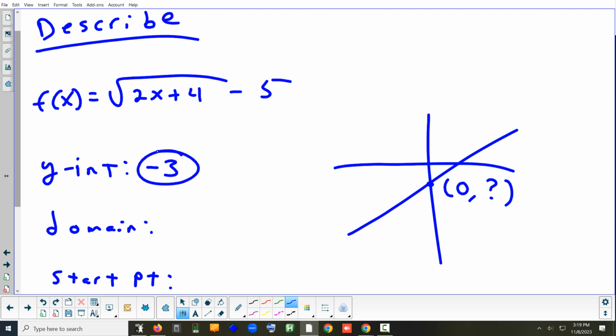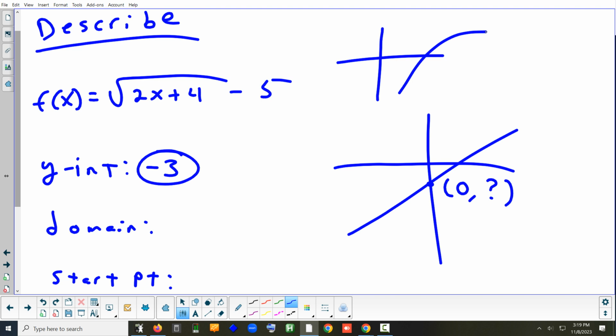If this graph had been shifted up 5 units, it still would have had a y-intercept. If the graph had been shifted to the right, it would not have had a y-intercept because it would have looked something like this. It would have been shifted down 5 and right, and it would have never crossed the y-axis.